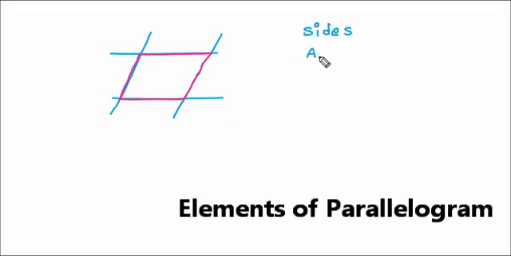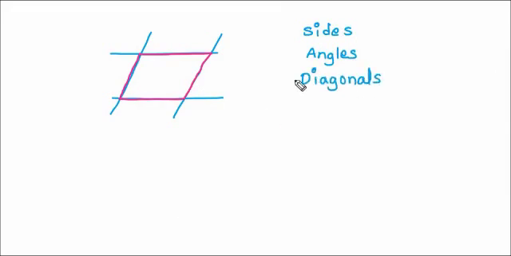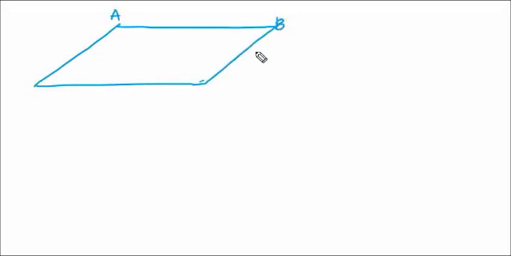Now those properties are related to the elements of a parallelogram. So what are the elements of a parallelogram? We'll talk about properties of sides, properties of angles, and properties of diagonals. So I have a parallelogram ABCD where AB is parallel to CD and BC is parallel to DA. Now let me draw a diagonal AC.